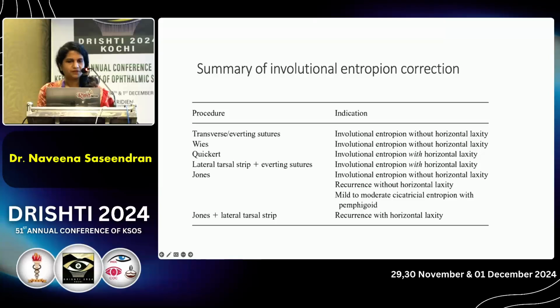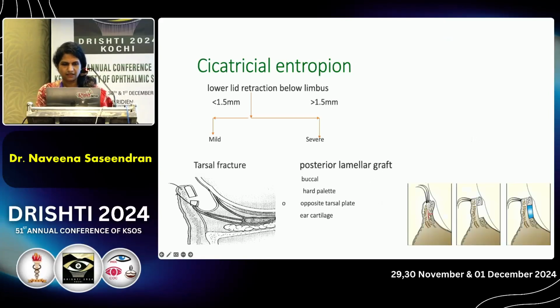So this is summary of involutional entropion. If we are not having any horizontal laxity, we can either go for a temporary method or a permanent procedure. If we have horizontal laxity, a Quickert procedure can be done. If there is recurrence, Jones is advocated.